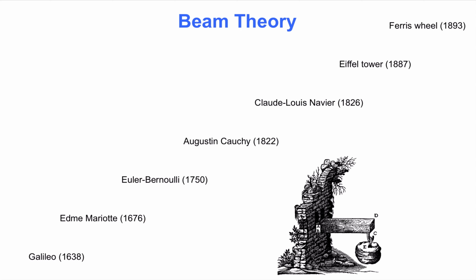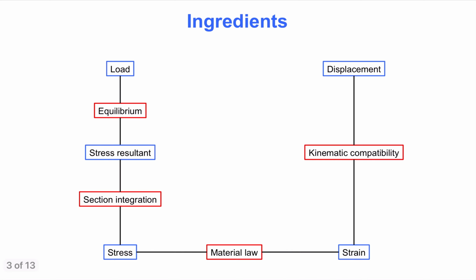We have already seen in another video that a structural member is a mathematical boundary value problem. The boundary value problems for longitudinal type members need to develop equilibrium between the load and a stress resultant, section integration to link the stress resultant with the stress, a material law to link the stress with the strain, and a kinematic compatibility equation to relate the strain at a point with the global displacement. Those equations are established in this video for Euler-Bernoulli beams.